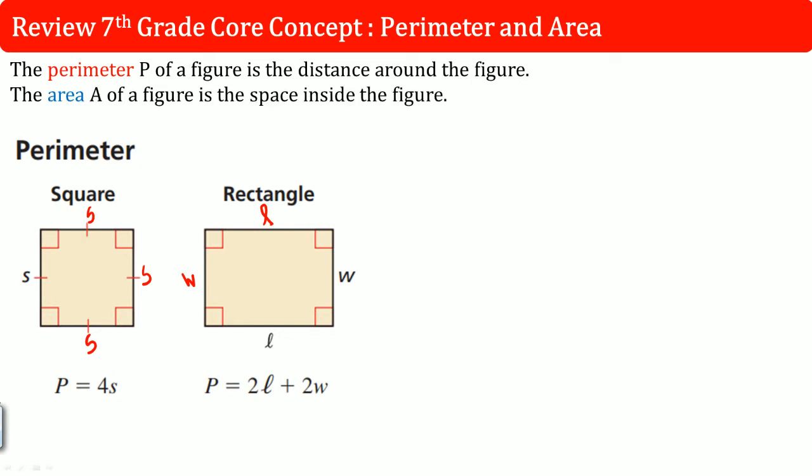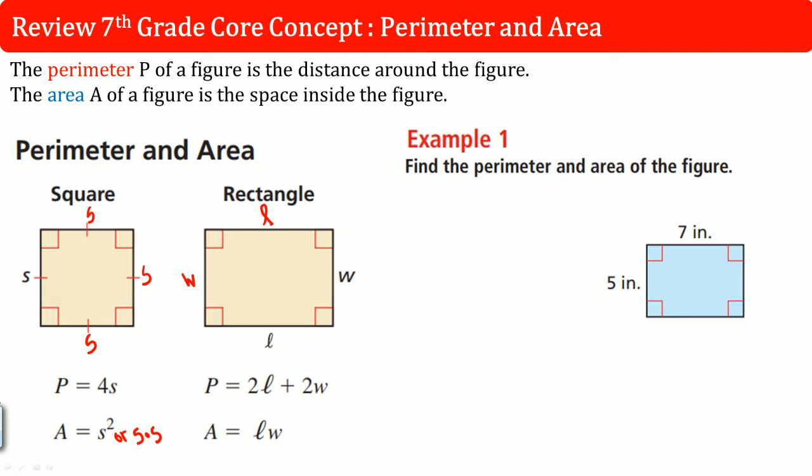The area A of a figure is the space inside. So for the area of a square, it would be side squared because you're multiplying this side by this side. For a rectangle, it would be length times width. Okay? The length and the width are 2 different values. That's why it's length times width. But for a square, it's side squared. Or, another way of looking at this, you can write this as S times S. These are the same.